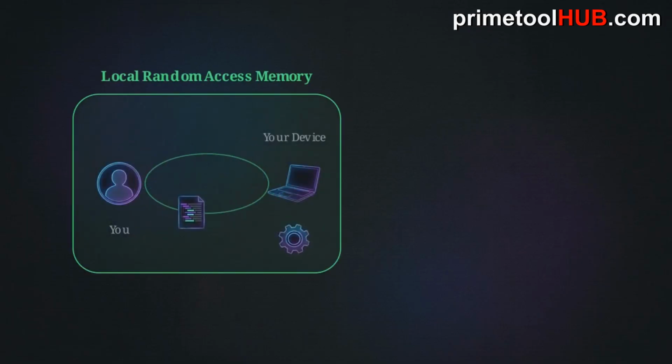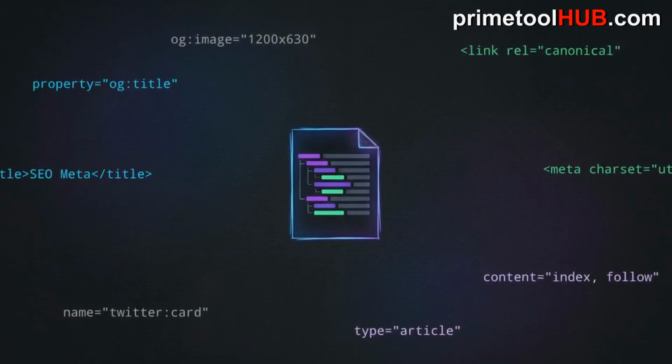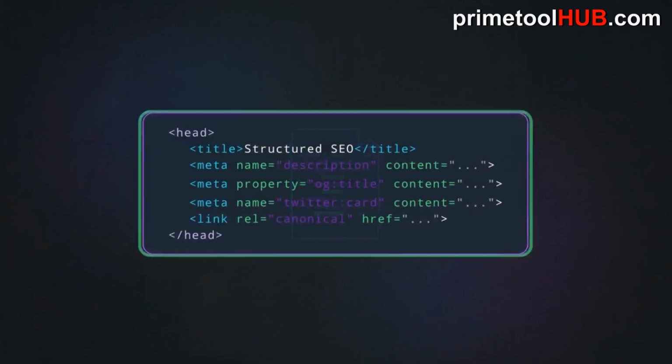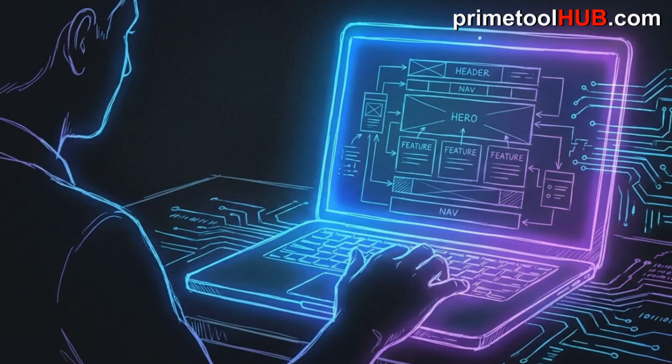The entire tool executes strictly within your machine's local random access memory. Access to external cloud APIs is completely blocked, keeping your content isolated on your device. Over the next few minutes, we will configure a highly structured block of HTML meta tags for Google, Twitter, and Facebook. The process requires no account and costs nothing. Securing your search engine optimization no longer requires exposing your unreleased copy or struggling with syntax.